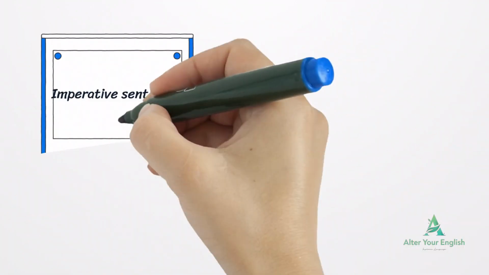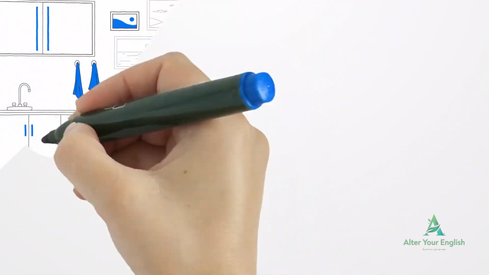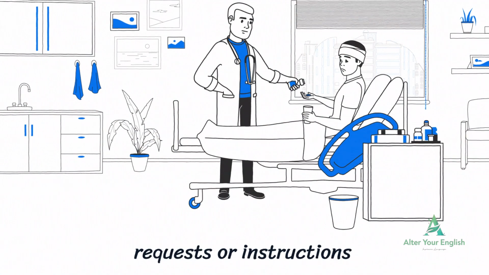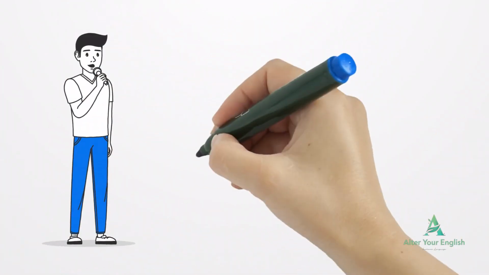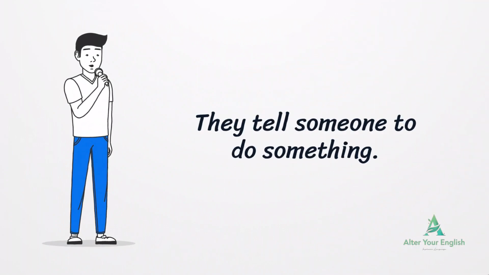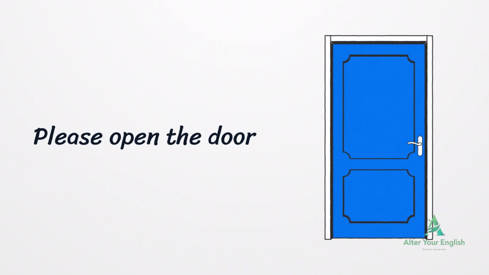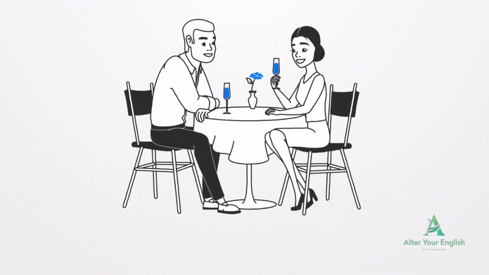Number 3 in our list is an imperative sentence. Imperative sentences give commands, requests, or instructions. They tell someone to do something. They often begin with a verb and can end with either a period or exclamation mark, depending on the tone. For example, please open the door. Another example, never forget the person who loves you.